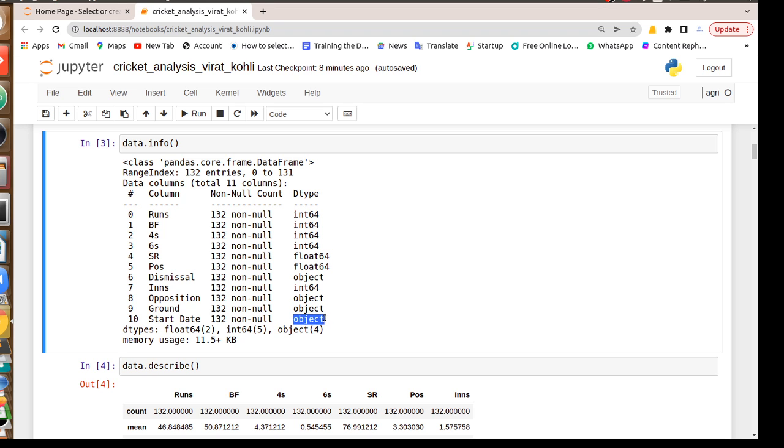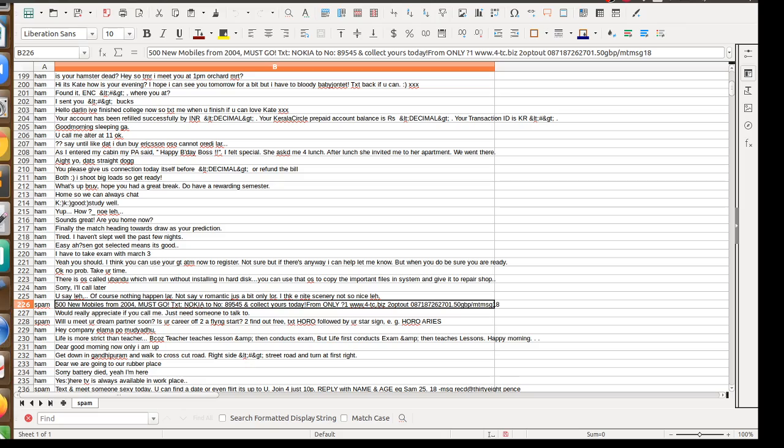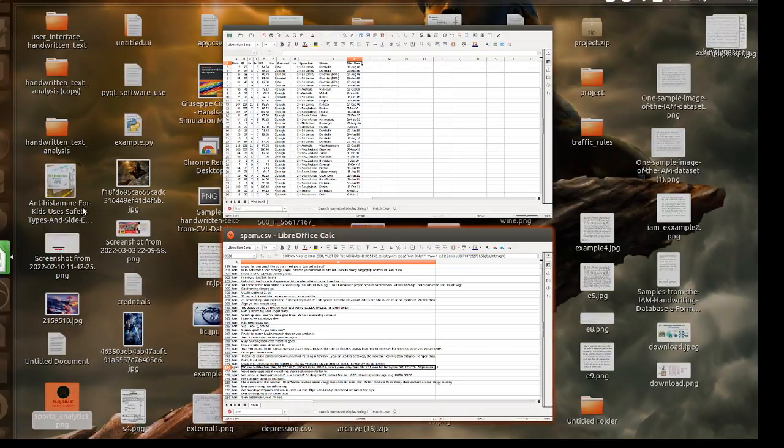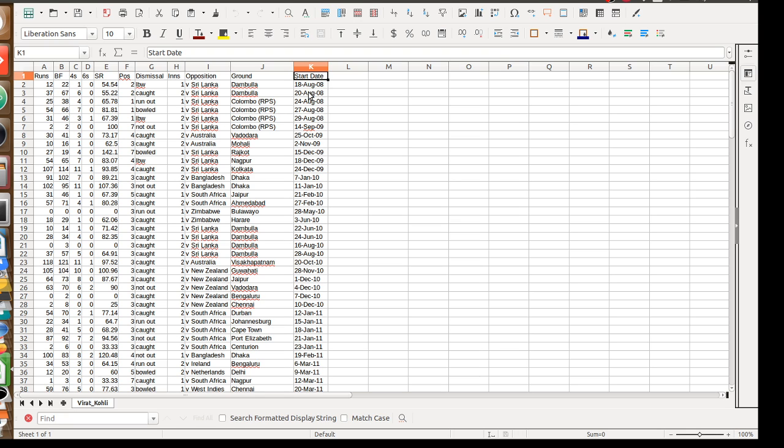But you may think dates are numbers. Dates will have some pattern like MM/YY/DD or DD/MM/YY, so they will be strings, okay? Otherwise hyphens or slashes will be there. In our case, we'll see how the data is. In our case, the first thing is day, month and year.